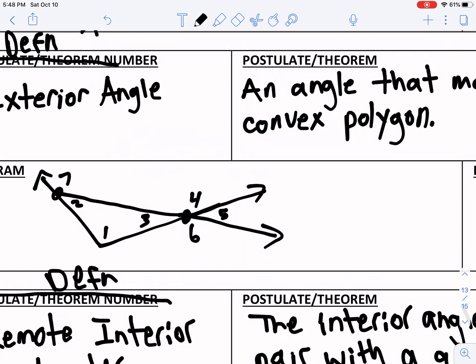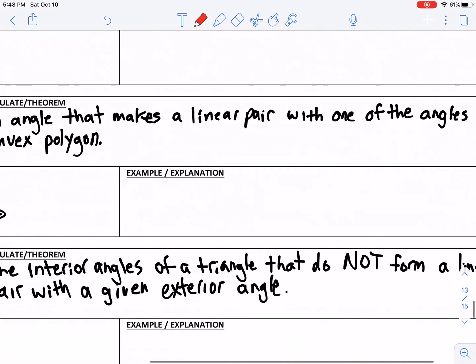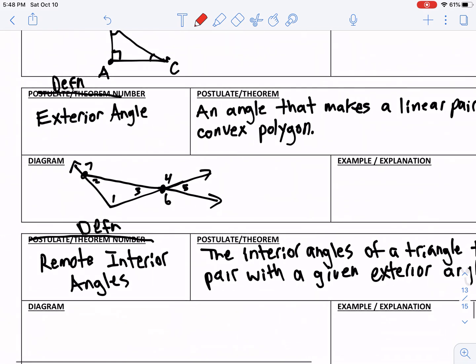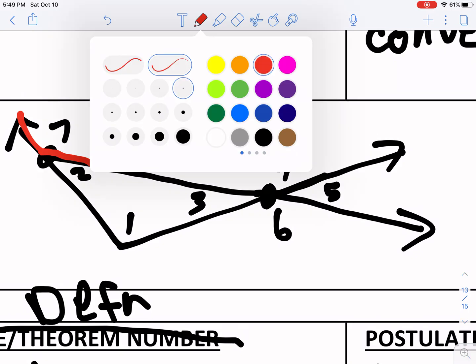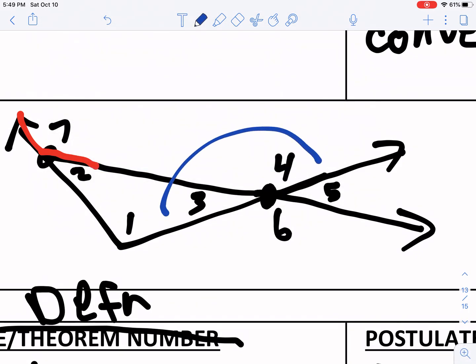Now, when we're talking about an exterior angle, they have to form a linear pair. Just go back to our definition here. They have to form a linear pair with one of the angles in our polygon, okay? Well, for instance, notice angle 7 and angle 2. Do those guys form a linear pair? Yeah, they're adjacent angles and they form a straight line. So angle 7 here, that would be an exterior angle, okay? Well, also notice angle 3 and angle 4. Are those guys adjacent angles that form a linear pair? Yeah, so angle 4 would be an exterior angle, okay?